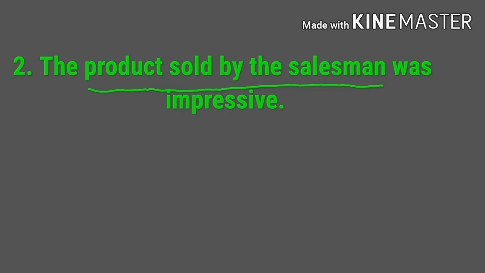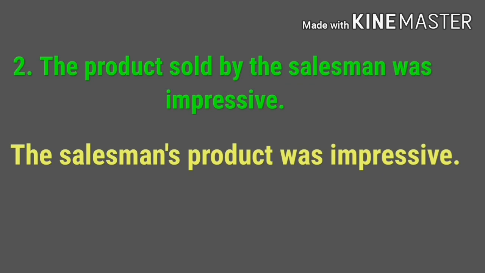Whose product is that? Salesman's product. So the salesman's product was impressive. Product sold by the salesman can be changed into salesman's product. Salesman is a singular noun, so we just add apostrophe s to show the possession. The salesman's product was impressive.